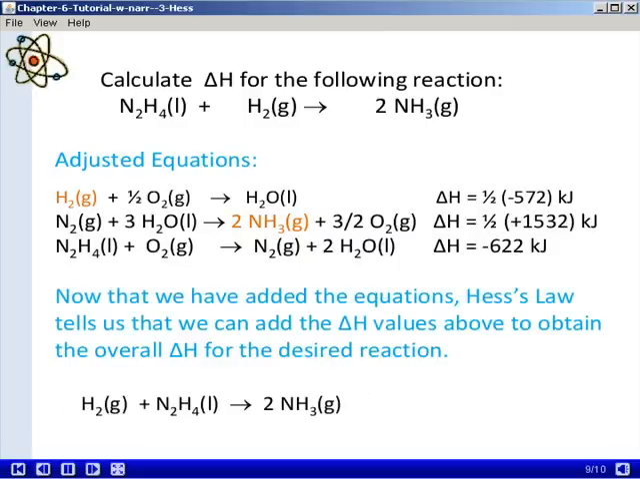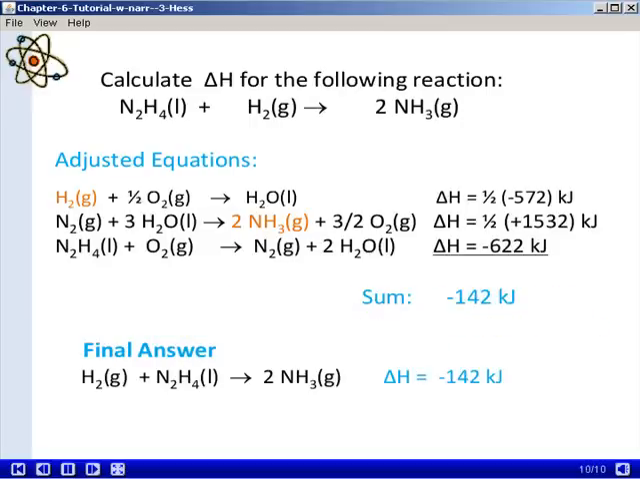Now that we've added the equations together, Hess's law tells us that if we add these three equations together to get our desired equation, then the value of delta H for our desired equation is the sum of the delta H's for the three equations that we added together. We can simply add those three values of delta H together to get a sum of minus 142 kilojoules, which is then our final answer. That is the value of delta H for our desired reaction.